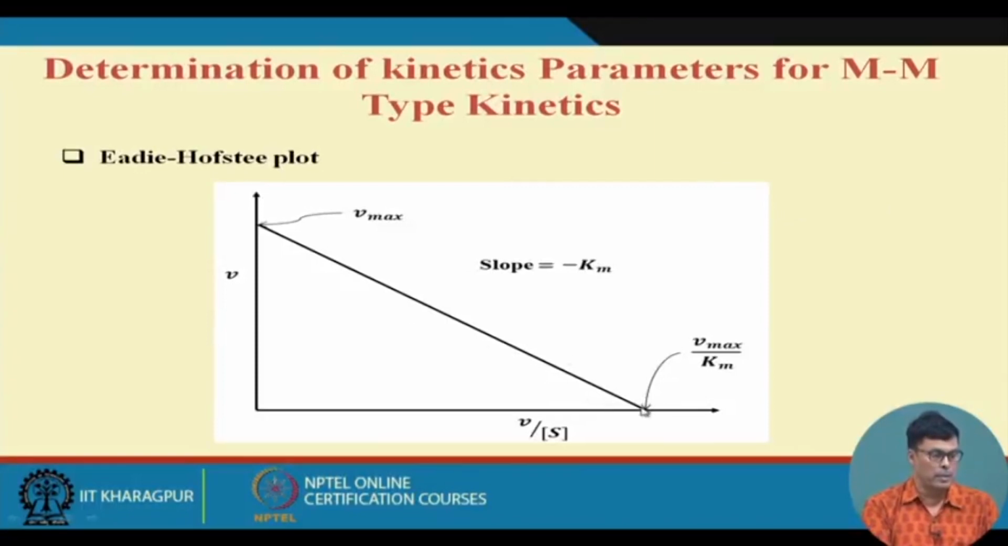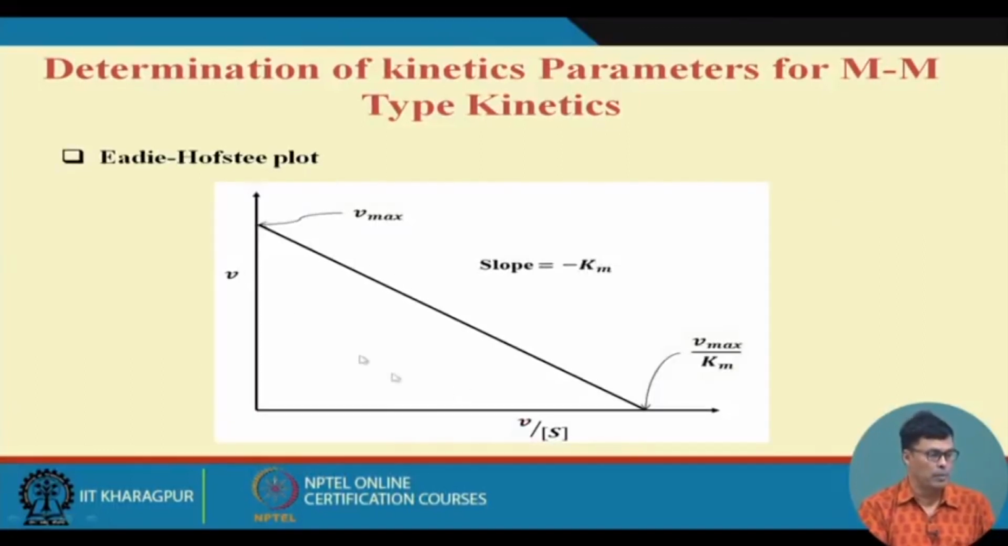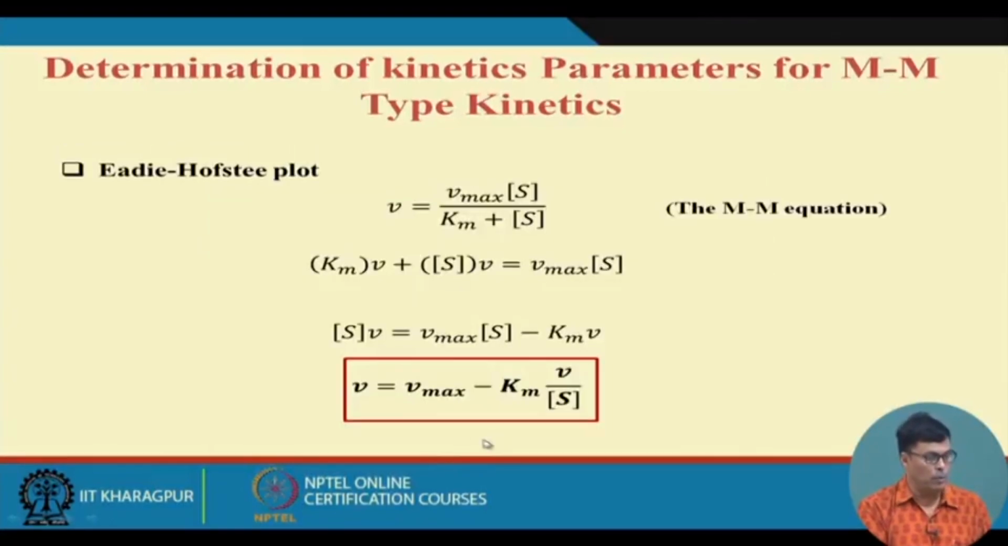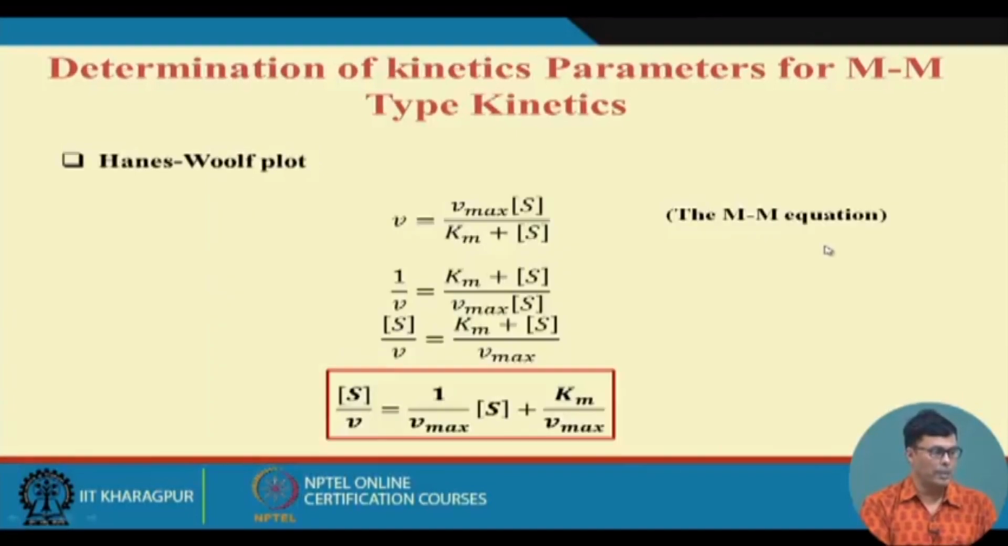And the interesting thing about this intercept is that this value is Vmax, and the slope will be the value of Km. So we can directly find out the values of Vmax and Km. The Km you can find directly from the slope here, and from the intercept you can find the Vmax value. Another plot we can have is the Hanes-Woolf plot.